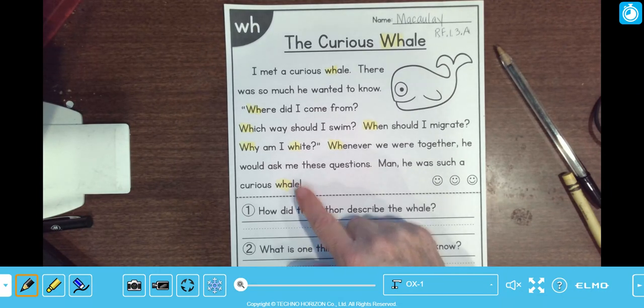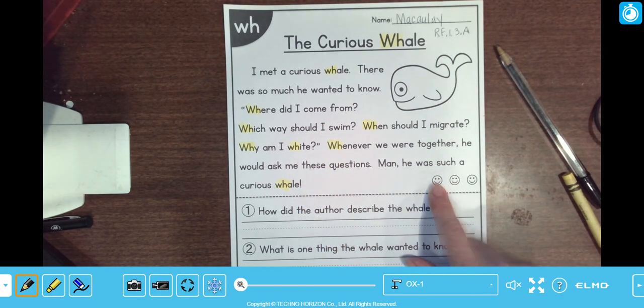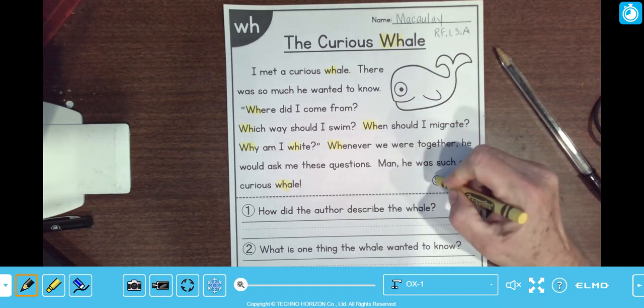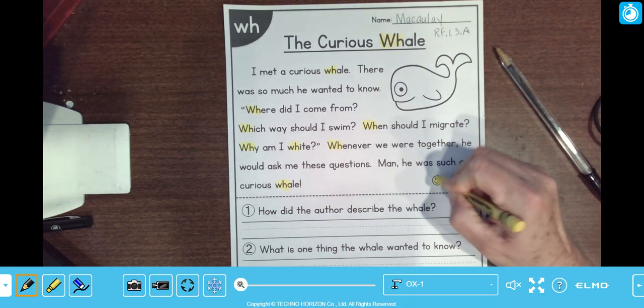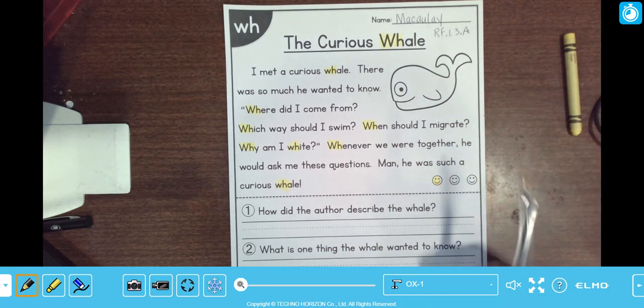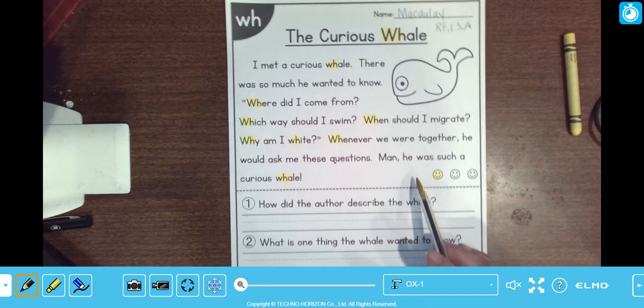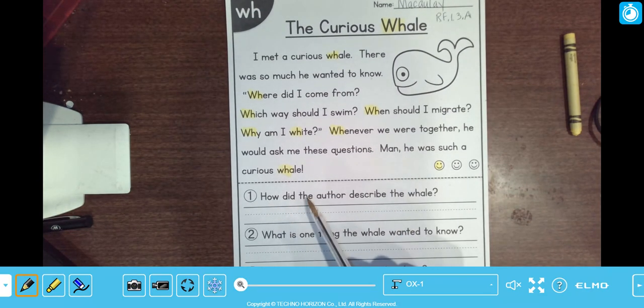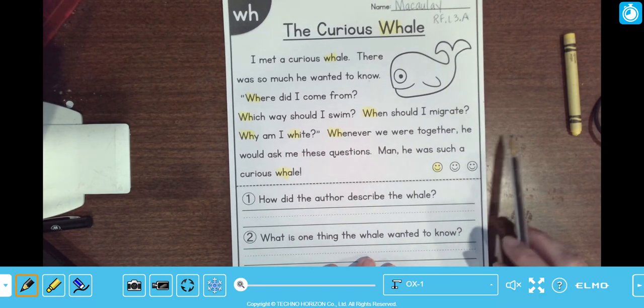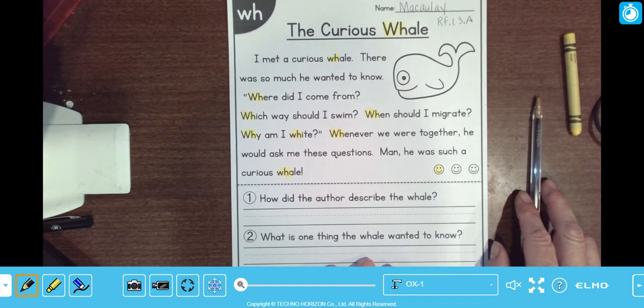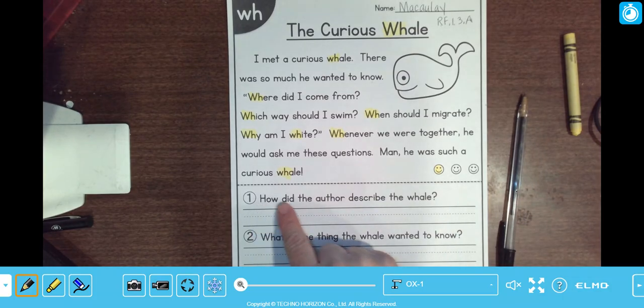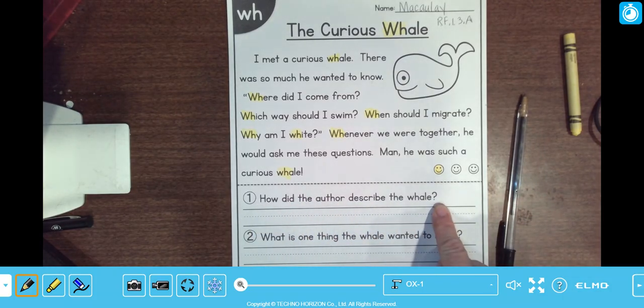Okay, so I read it and you tracked it, so we're going to count that as reading it one time. So go ahead and color in the little face. Okay, now we're going to echo read, and we're going to think about this question here. How did the author describe the whale? So now we're going to echo read, meaning I read, you repeat, and we're going to think about that question. How did the author describe the whale?